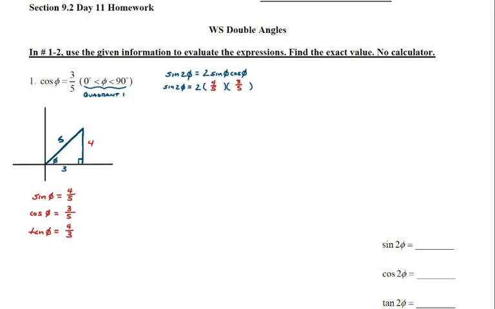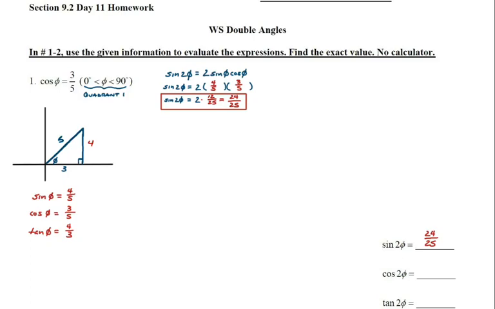And now that I have 2 times 4/5 times 3/5, in order to find sine of 2 phi, since I have all values, I would really just need to multiply that out and simplify if necessary. So I would do 4/5 times 3/5 first, which is 12/25. So sine of 2 phi would be 2 times 12/25, or 24/25. So that's my first expression that I was asked to evaluate.